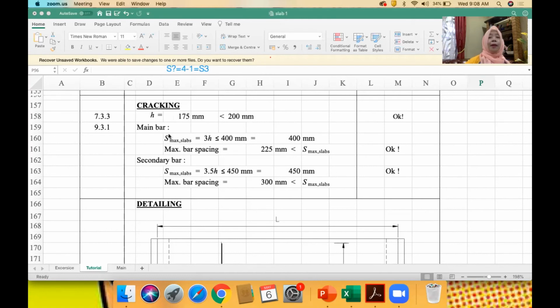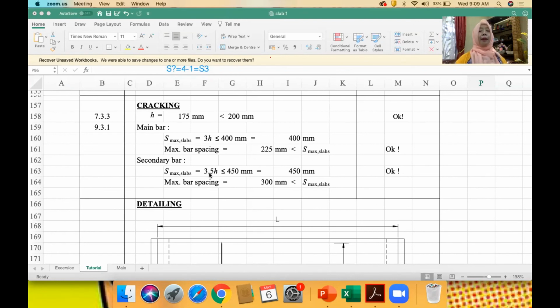Just for the main bar, just now we have H12 at 225. So our s max, the maximum allowable here, is 3h. Calculate 3h, 3 times 175. It must be less than 400. I guess it's greater than 400. Therefore, our s max here is 400. So our bar spacing is 225 just now, H12 at 225, so it is less than the maximum here.